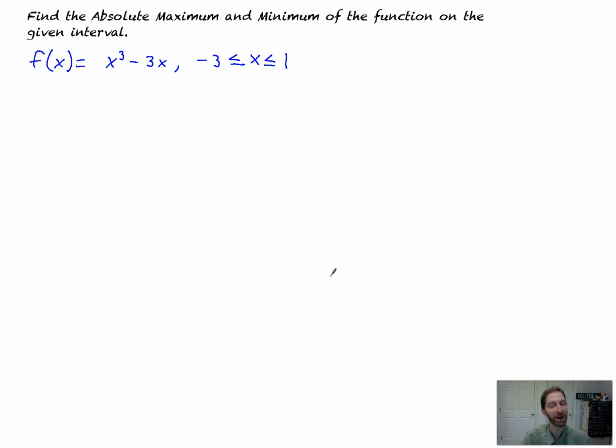All right, we have come to the biggest part of lesson 3.1, which is how to find an absolute maximum and an absolute minimum given a function. Let's do this. So the instructions say find the absolute maximum and minimum of the function on the given interval. The function is x cubed minus 3x. We've got the interval being between -3, including -3, and going to 1, including 1.